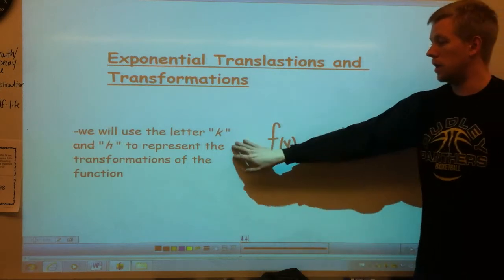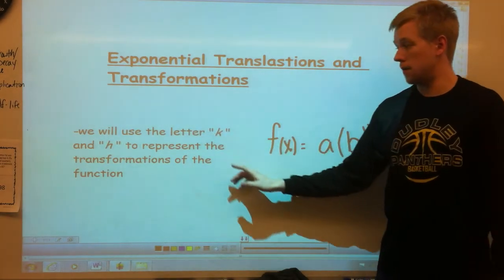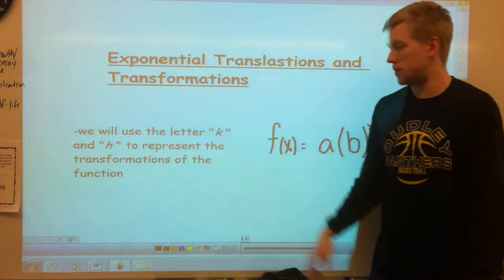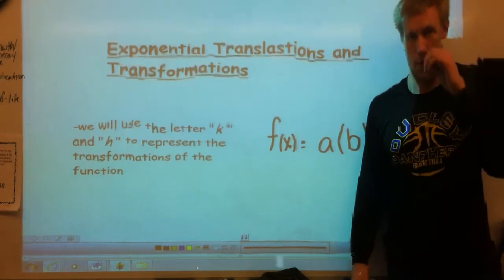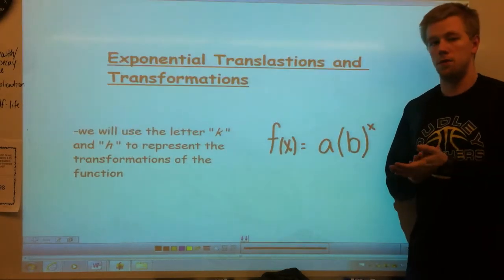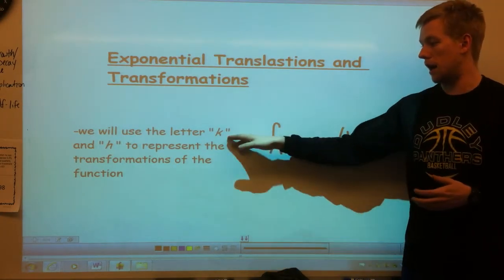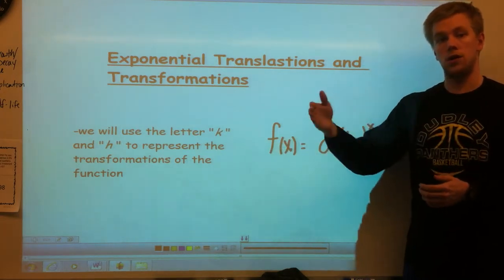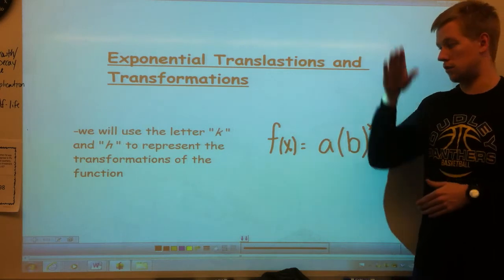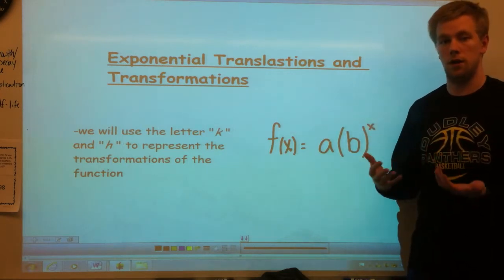So the first note that you'll need: we will use the letters k and h to represent the transformations of the function. Just like we use variables for anything else, we're talking about k and h. There are going to be vertical translations, which is up and down, and horizontal translations and transformations that happen on the graph of the generic function.